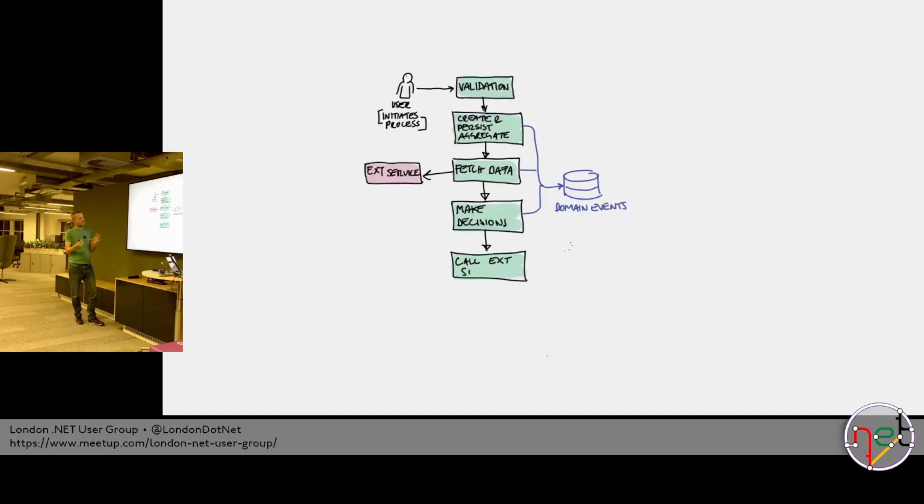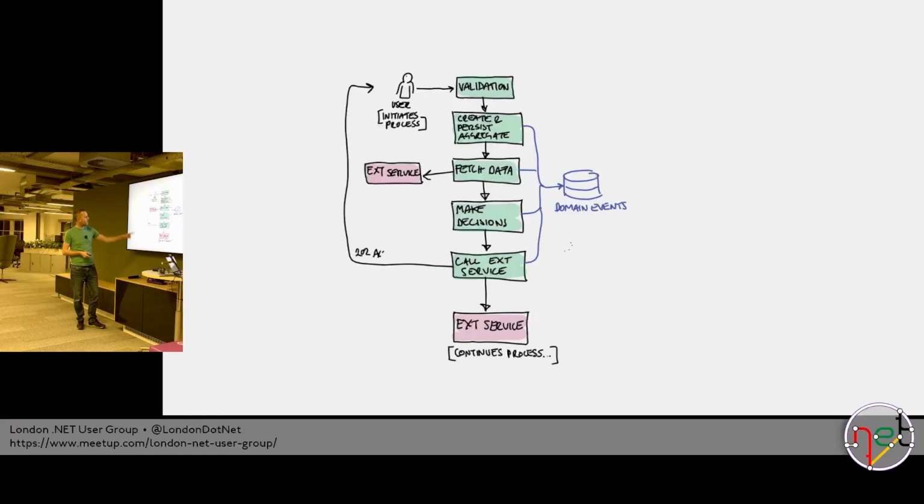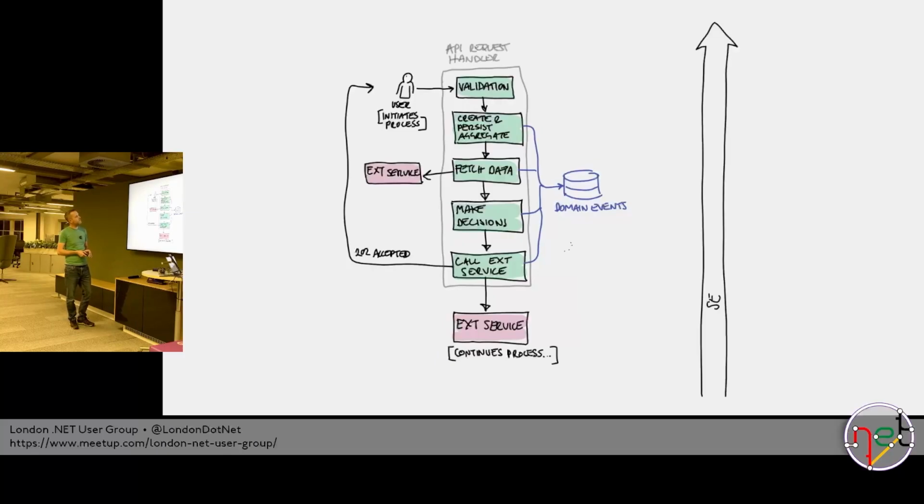And at some point, we'll decide that's probably enough for us now during the synchronous portion of this flow. We'll call out to an external service, and that's going to continue the process. And at that point, we can return an accepted to our client to say, yep, please hold on, we'll get back to you, but we've accepted your request. So this is like our API bit.